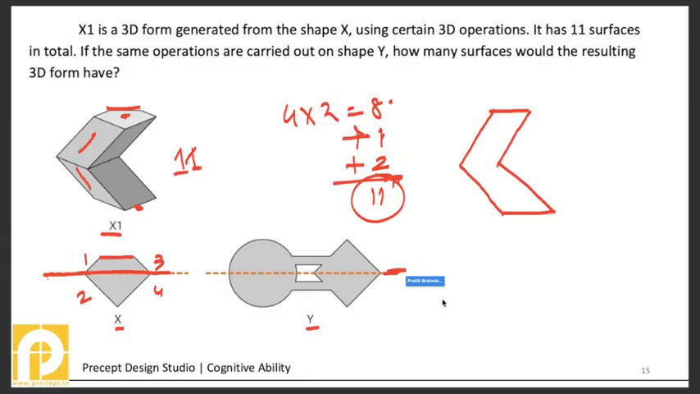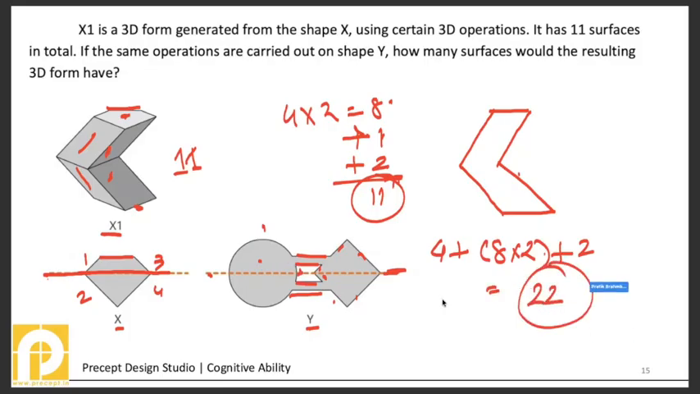So in this shape Y, we have to first figure out how many surfaces are parallel to the extrusion plane, which is this one. We have 1, 2, 3 and 4 surfaces parallel. So 4 shapes like these getting formed, plus 1, 2, 3, 4, 5, 6, 7 and 8, 8 into 2 surfaces, which will be formed like these, plus 2, one top and one bottom surface. That comes to a total of 22 surfaces that will be formed in the 3D form generated from the shape Y. Okay, we'll move to the next one.